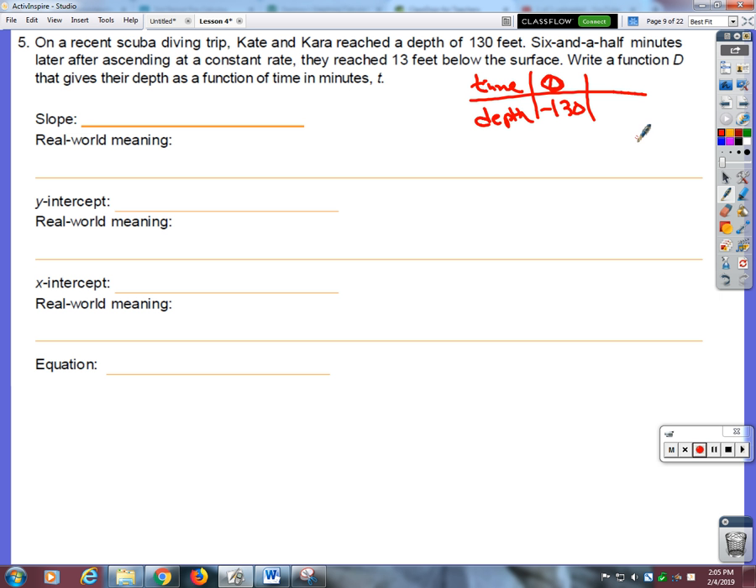And then, when was it? Yeah, 6.5 minutes later, they were only 13 feet below the water. So, how far up did they go in that time period? 117 feet up in how long? 6.5 minutes. So, how much did they go up per minute? 18. Okay. So the slope was going to be 18, and the real world meaning is they are ascending, because they're going up. I switched these around and made them negative because they're below the surface. Ascending 18 feet per minute.